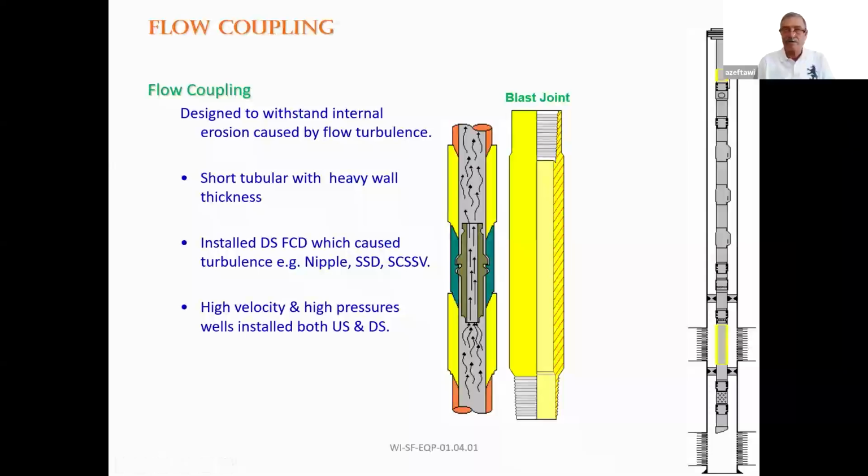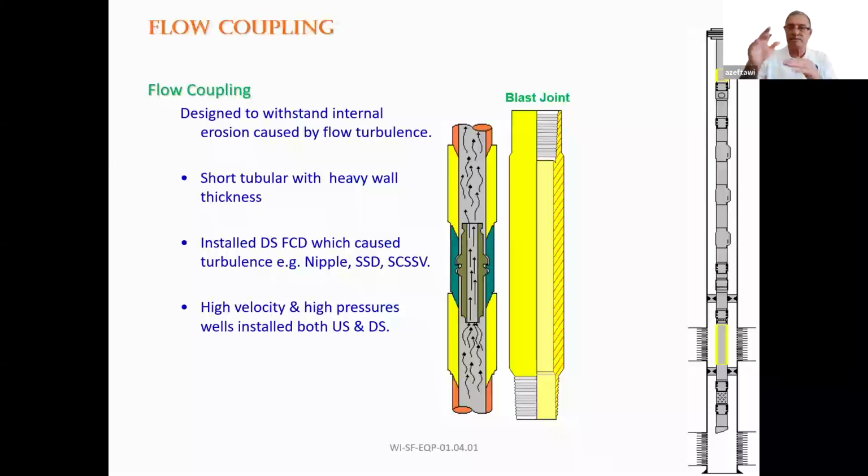Why? Because while producing, especially from sandstone formation, what comes with the hydrocarbons is sand. This sand, with this velocity, hits your pipe. When it hits your pipe, after a few months, your pipe will have a lot of holes. So to prevent that, in front of the formation, we put what we call a blast joint.